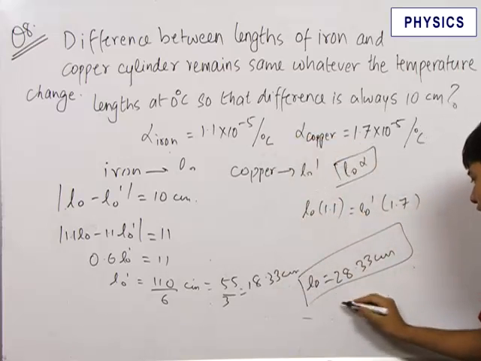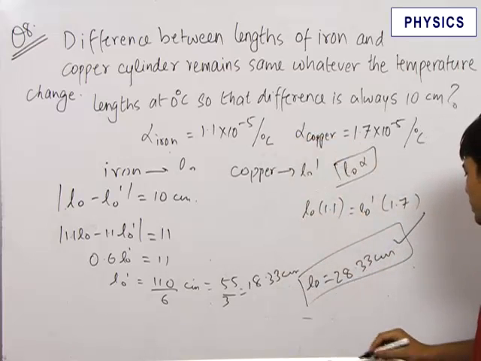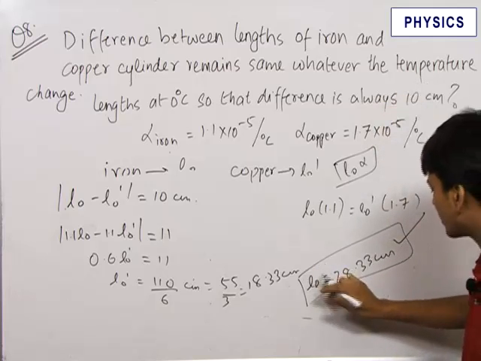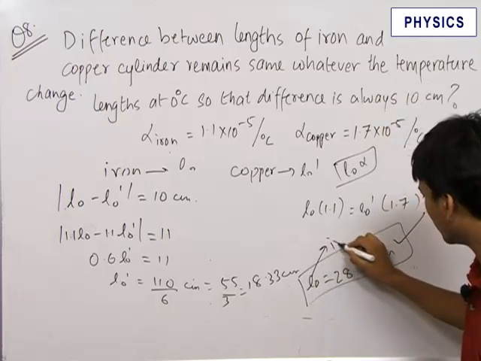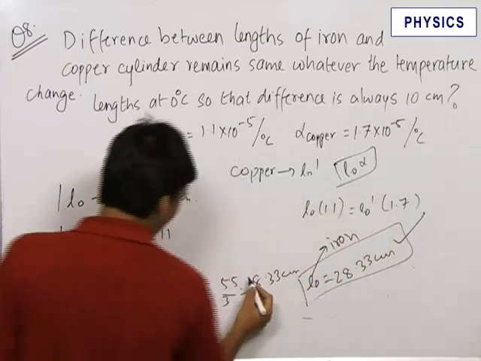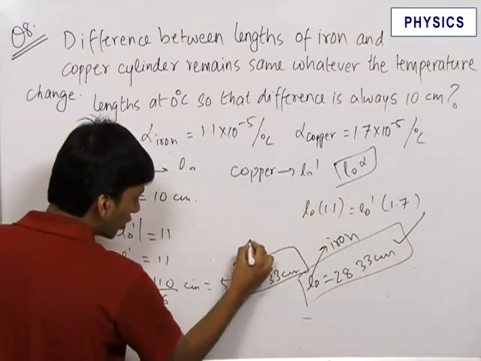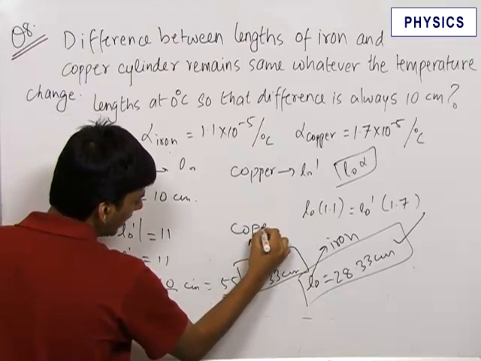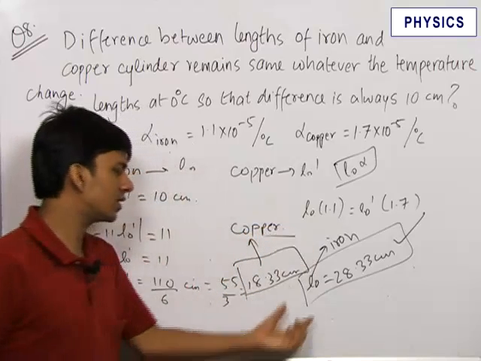Therefore the final answer for the initial length of iron at 0 degrees Celsius comes out to be 28.33 centimeters. This is the initial length of iron, and the initial length of copper at 0 degrees Celsius, for this to occur, comes out to be equal to 18.33 centimeters. This is our final answer.